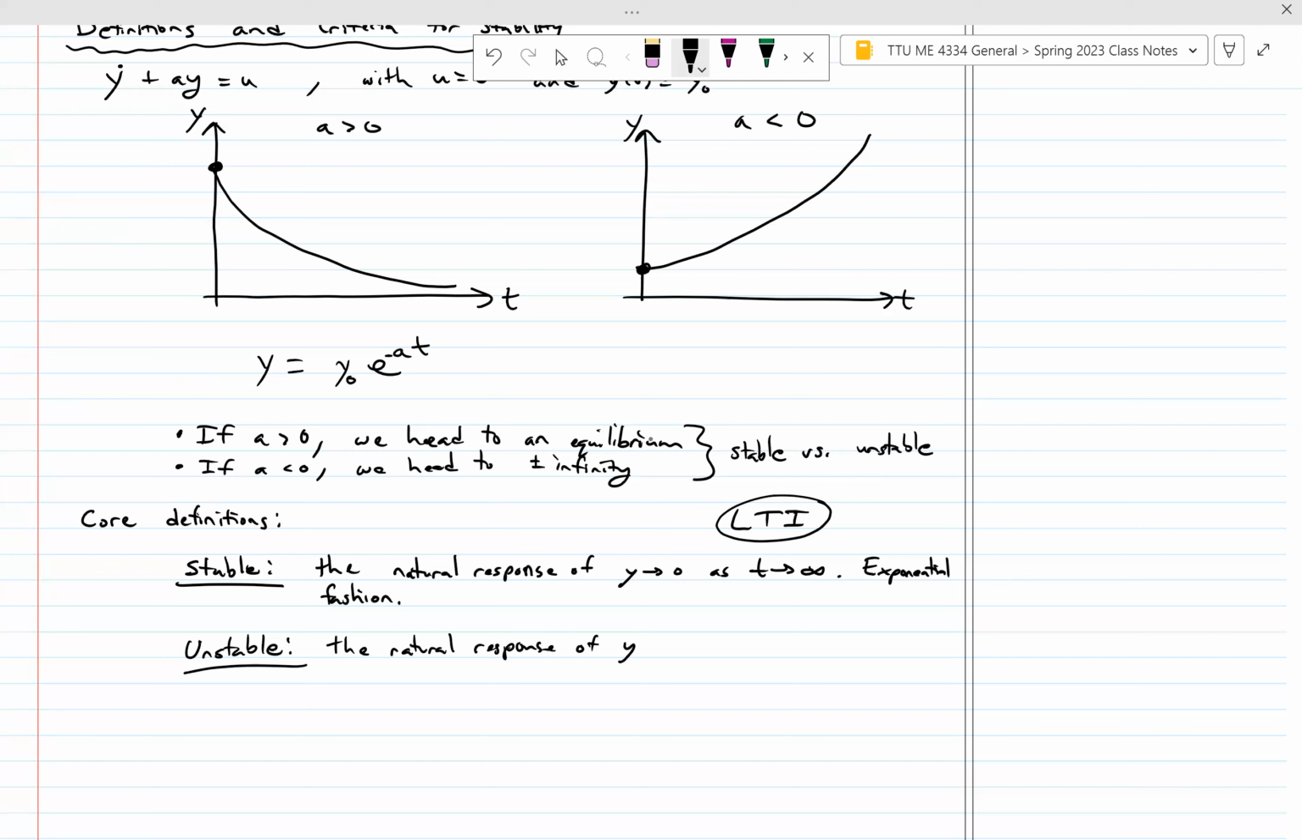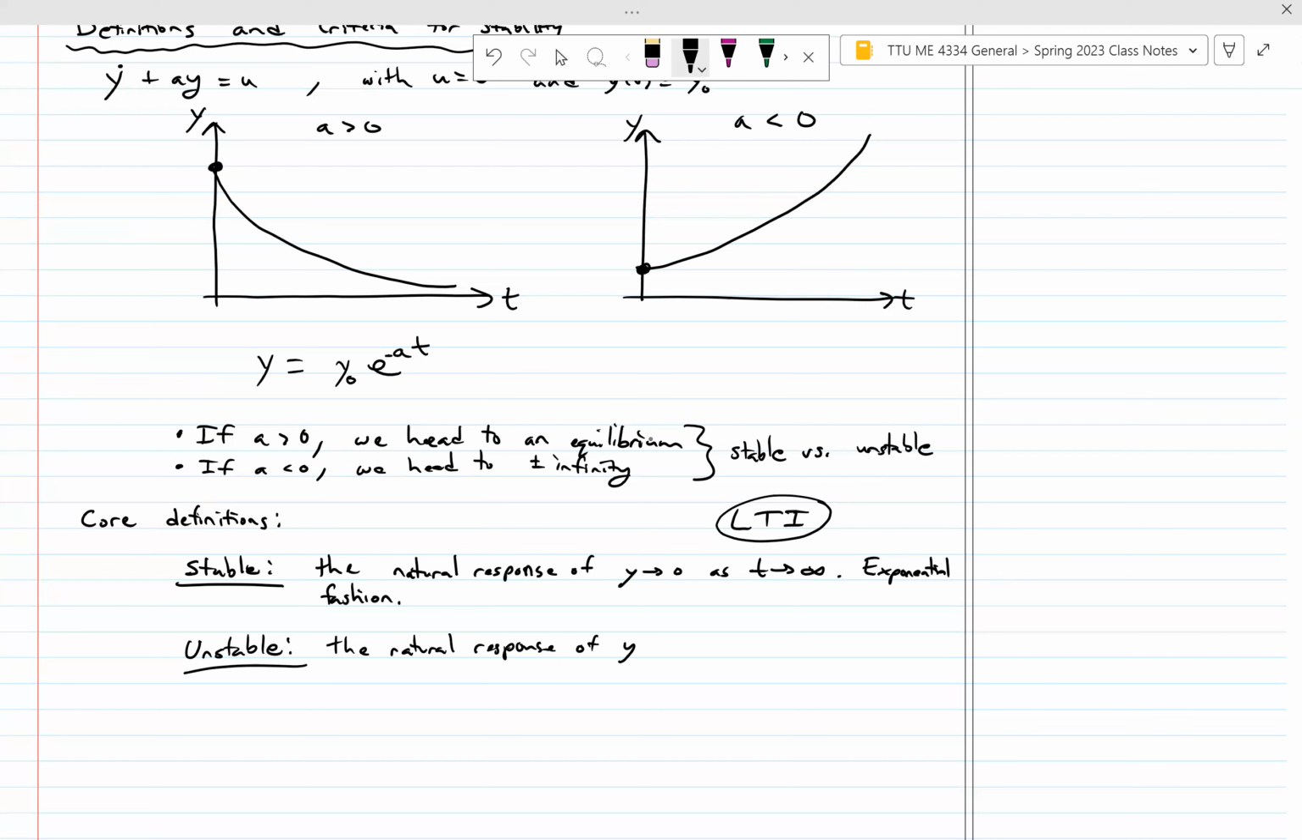How many of you here or online, what have you heard the term more commonly? Marginally or neutrally? Neutrally? Okay. That's probably what that textbook covered. I'm going to use marginally. They mean the same thing here, though, right? Marginal and neutral stability mean the exact same thing. So what does neutral or marginal stability mean?